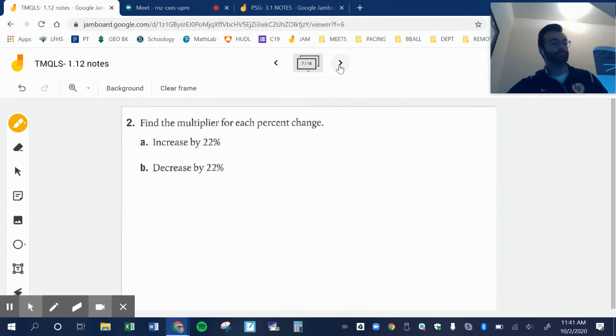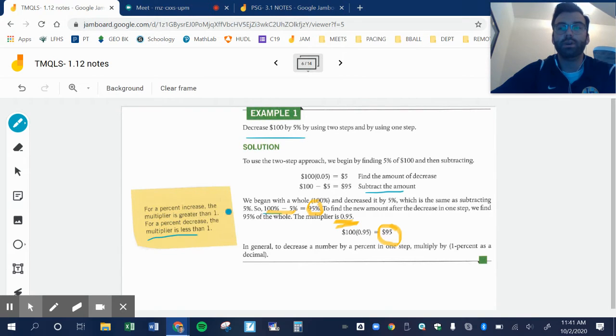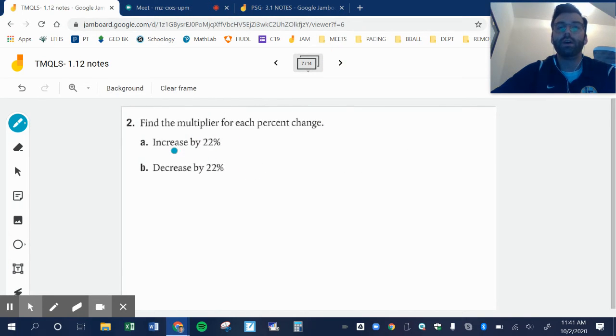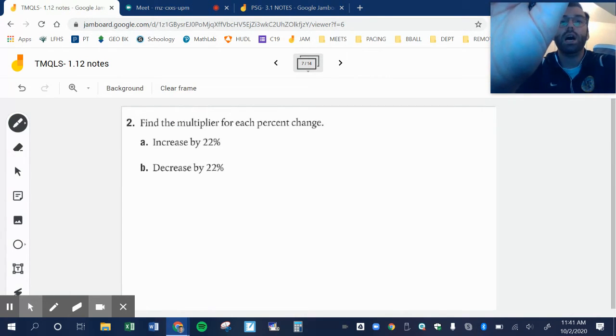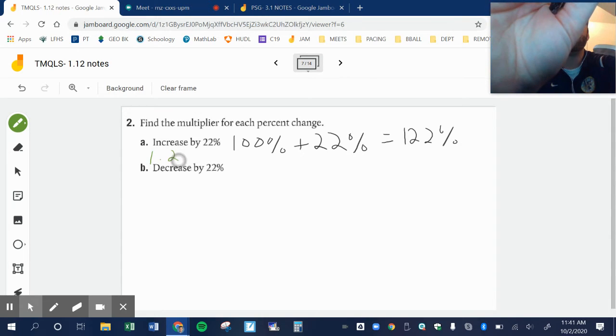All right. So we want to find the multiplier. We're not going to multiply by anything. We just want to think about what this means. Okay. So if I'm increasing, all right. In our last slide, I said, if it's an increase, your multiplier should be greater than 1. Well, I'm increasing by 22%. So really what this logically means, and you don't have to write this part down if you don't want to, I'm doing 100% of what I have plus 22% of the increase. So really it's 122%, which my multiplier would then be, divide that by 100, the multiplier would be 1.22.